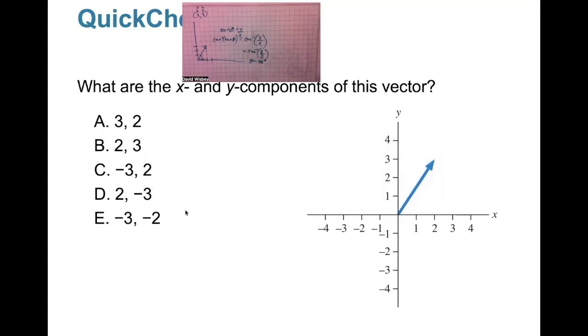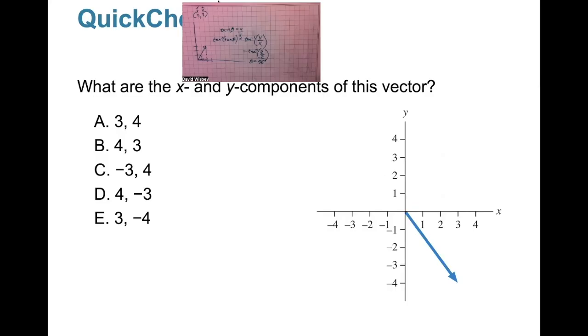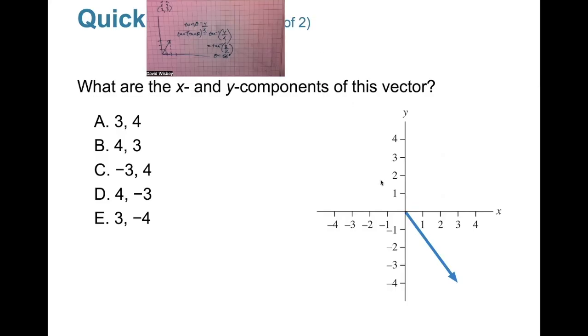All right, so we did that one. For this one, the correct answer is B. We just look at the graph right there. Super simple. All right, what is the x and y components of this vector?